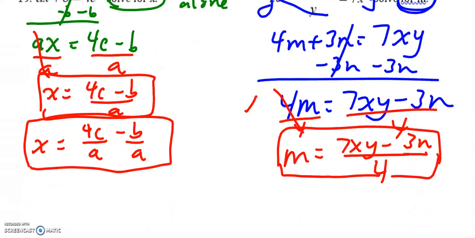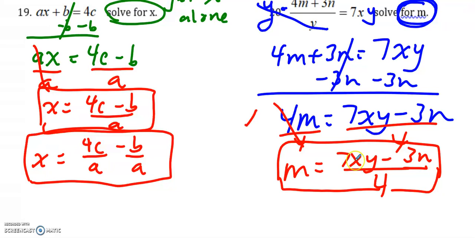And yes, like the last example, you could write this as 7xy over 4 minus 3n also over 4, but I just decided not to this time.